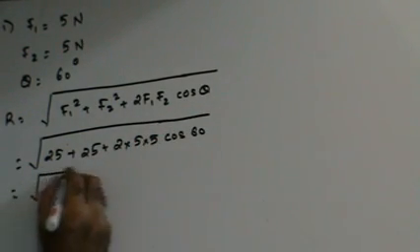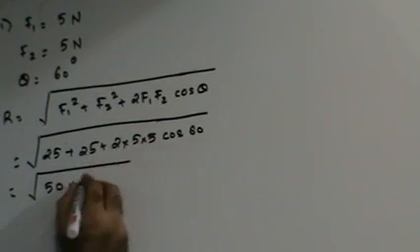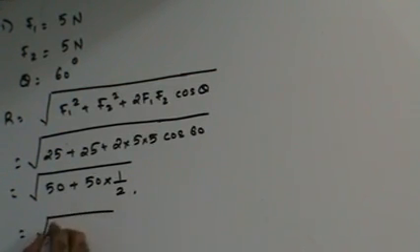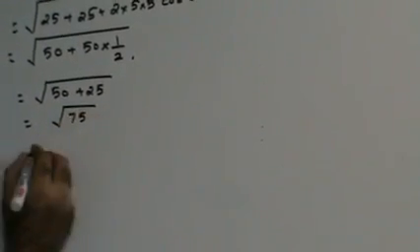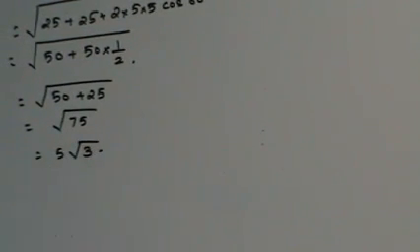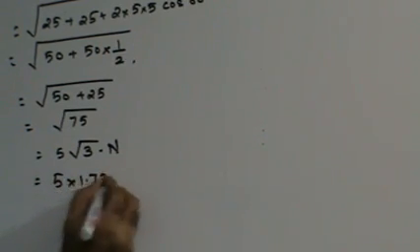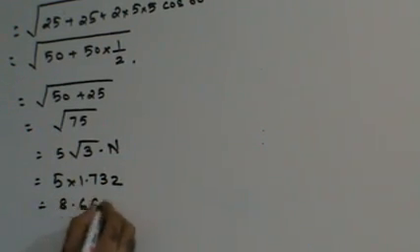So this is going to be square root of 25 plus 25, that's 50, plus 50 into cos 60. Cos 60 is nothing but 1 by 2. So this is going to be root of 50 plus 25, root 75, which is nothing but 5 root 3. So the resultant vector will be 5 root 3 newtons. Now root 3, we know, is 1.732. When you multiply this, you will get 8.66 newtons.